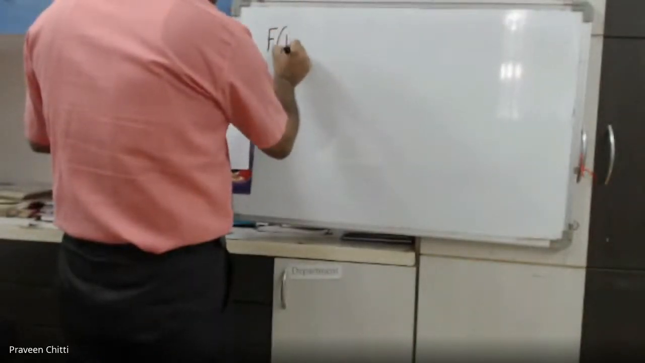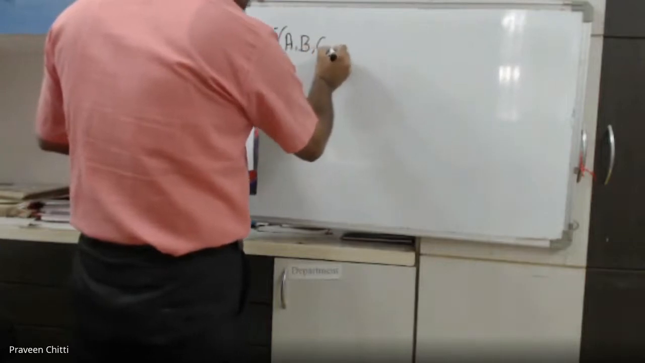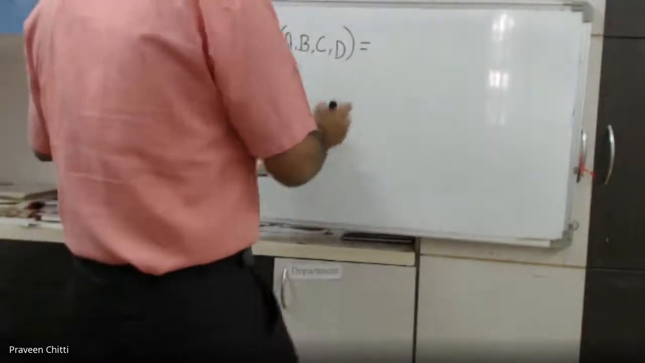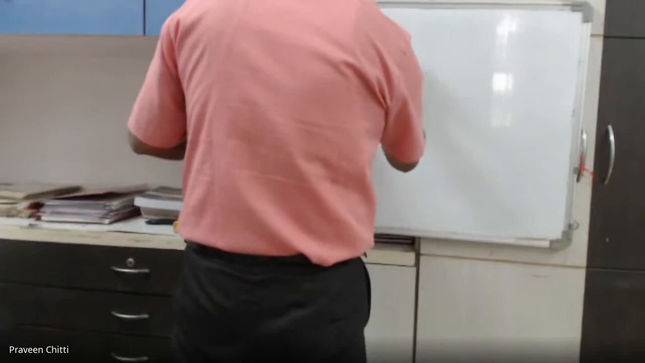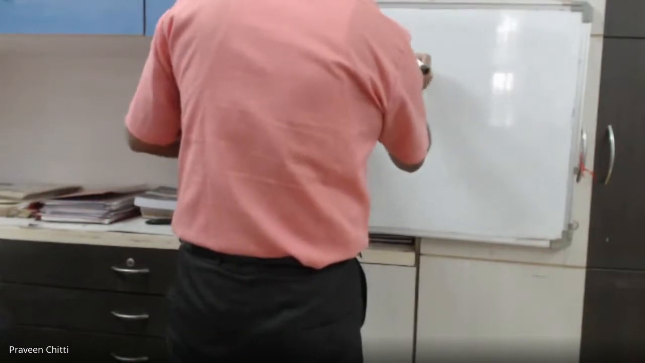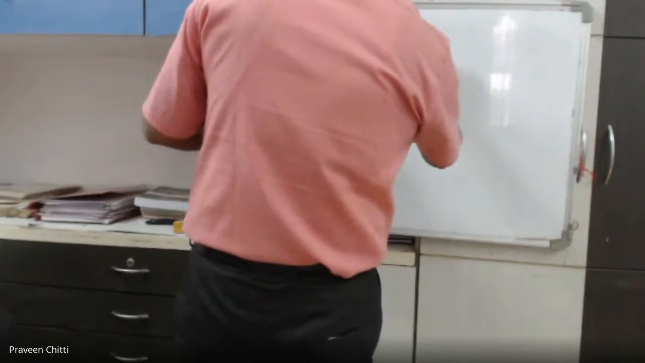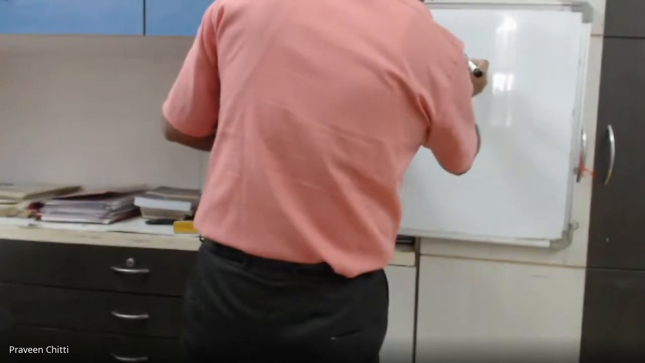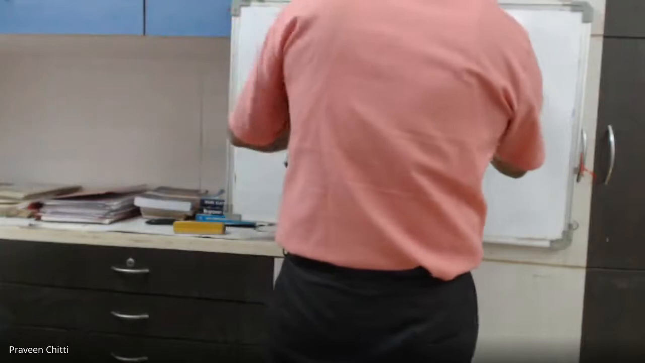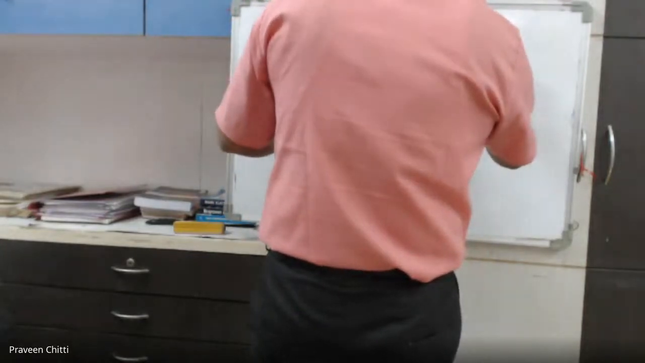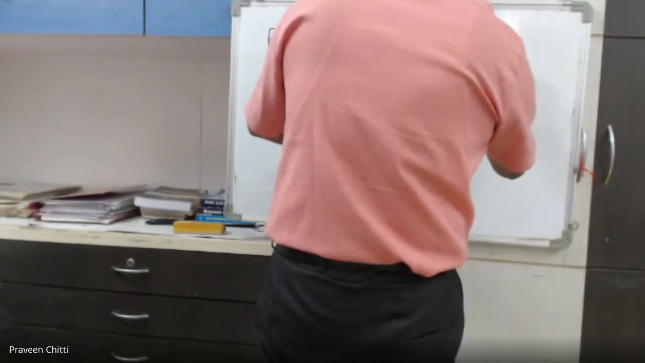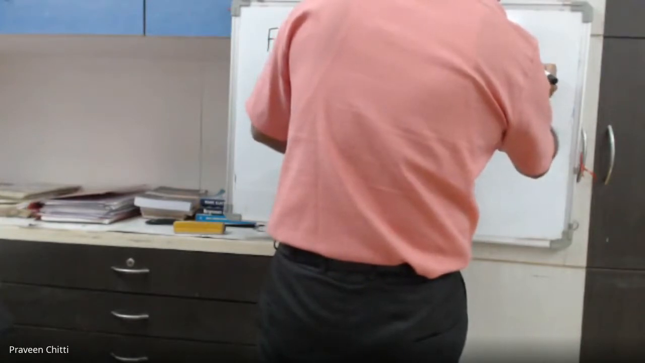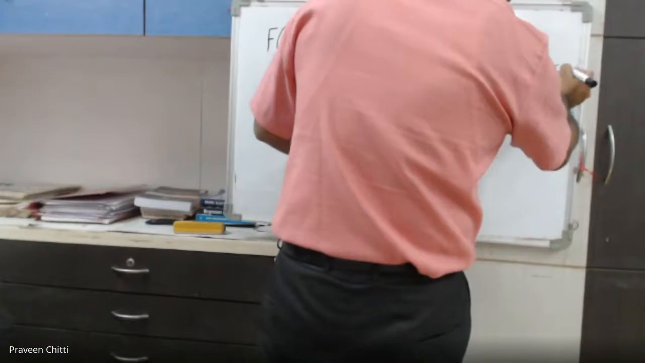The given equation is f of A, B, C, D equal to A bar B bar plus C D bar plus A B C plus A bar B bar C D bar plus A B C D bar.